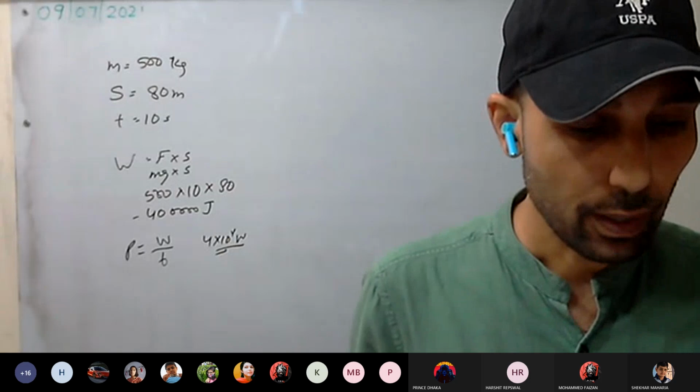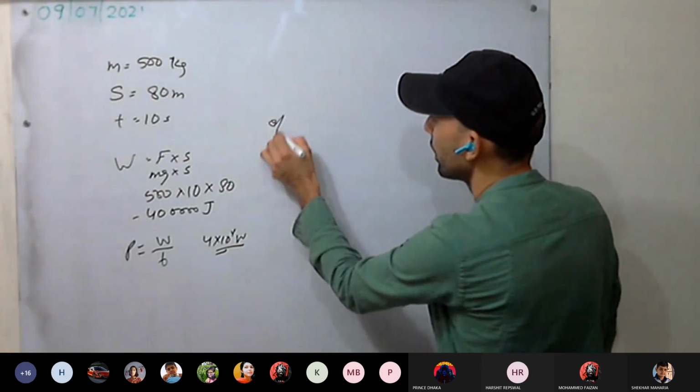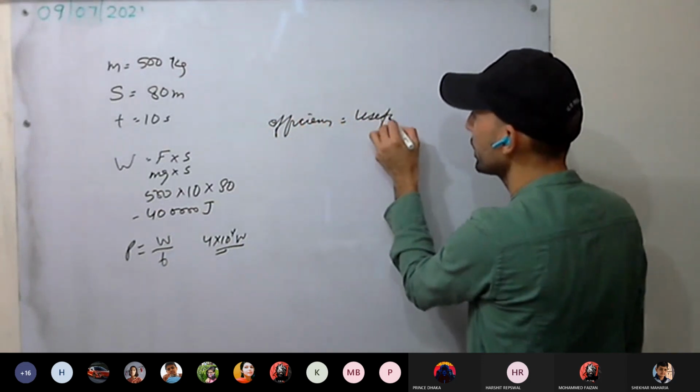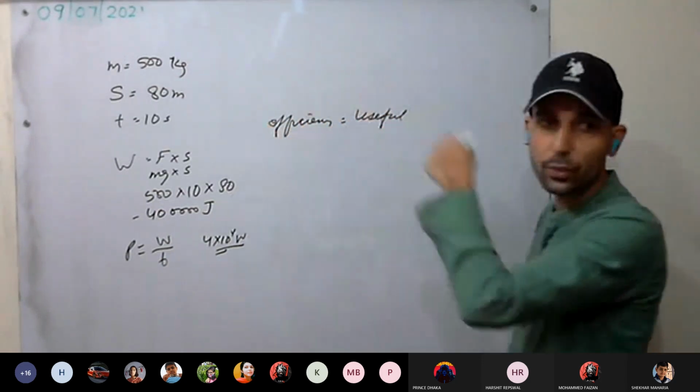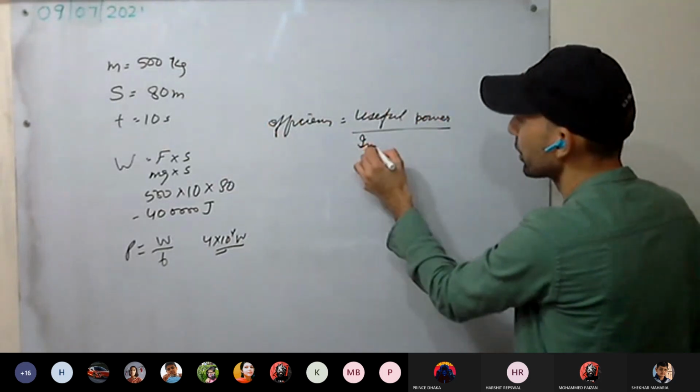The power rating of the pump, if its efficiency is 40%. Okay, what do you mean by efficiency? Efficiency equals useful power, that is the power of the pump which has been used to do the work, divided by input power.